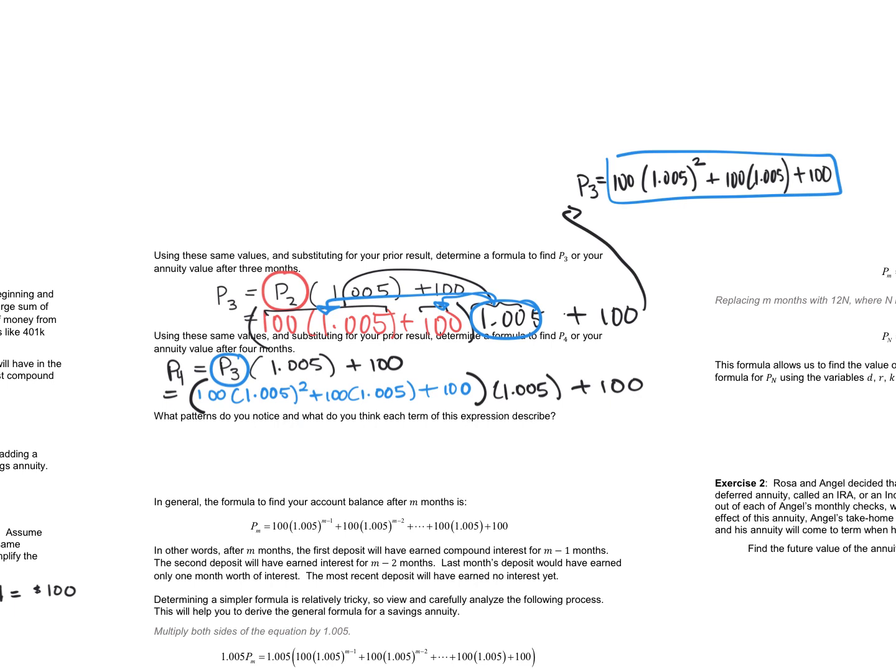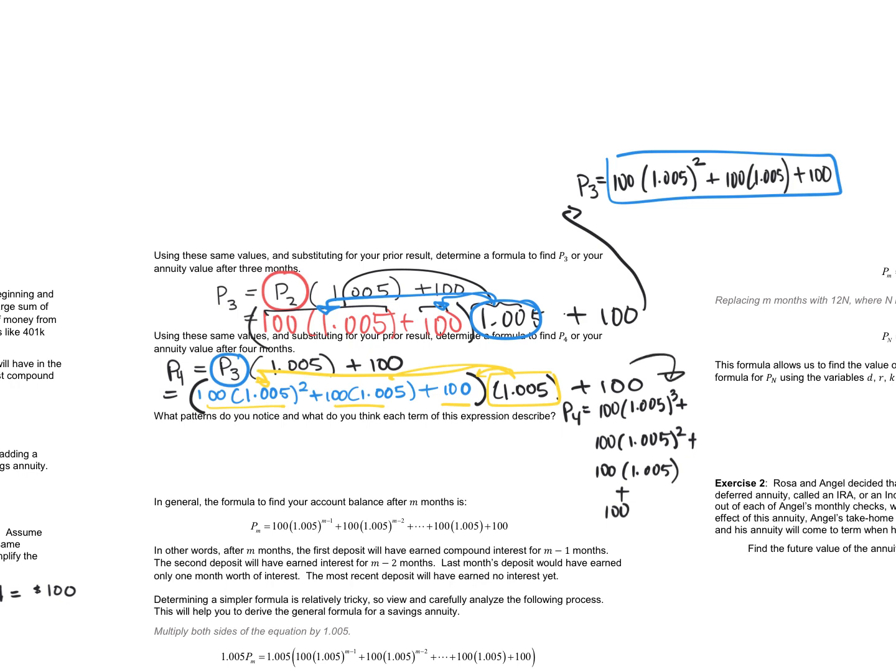Again, you could see that if we take that amount and we distribute it, we have 3 terms now. There's 1, 2, 3 terms here. I'm going to end up that my P4 is actually equal to 100 times 1.005 to the third power plus 100 times 1.005 to the second, because there would be 2 of those now. And then 100 times 1.005, and then plus 100.